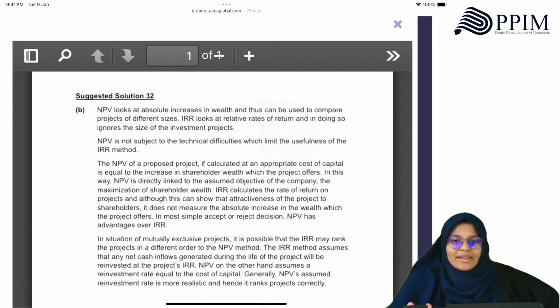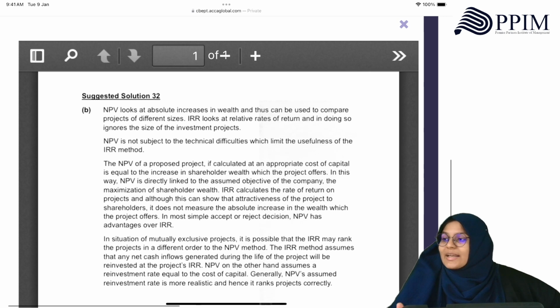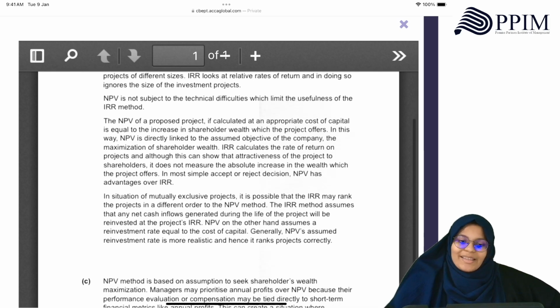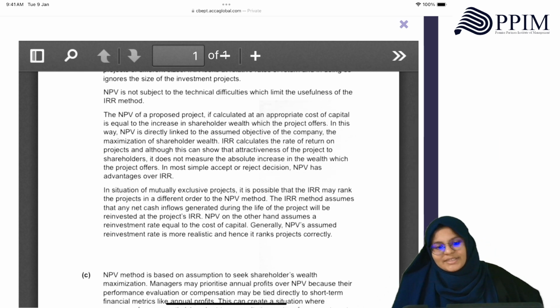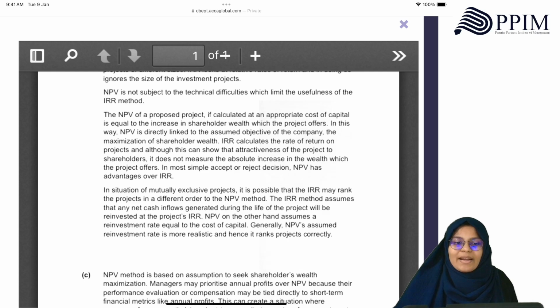Then in that question they had asked about mutually exclusive projects, meaning you can only do one project, you can't do the other. If you do one project, you can't do another project. So in the situation of mutually exclusive projects, it's possible that IRR may rank the projects in a different order to NPV. IRR assumes that any net cash inflows generated during the life of the project will be reinvested at the IRR, whereas NPV assumes a reinvestment rate equal to the cost of capital. Generally, NPV's assumed reinvestment rate is more realistic, so it ranks the project correctly.